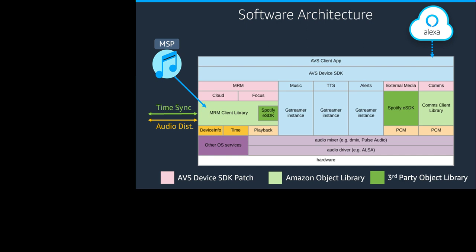So now that you kind of have an idea of the requirements, let's take a little bit of a deeper dig into what a client that integrates the multi-room music technology actually looks like. So here we see a software architecture diagram at a block level that shows and focuses on the audio output capabilities that are within an Alexa client.